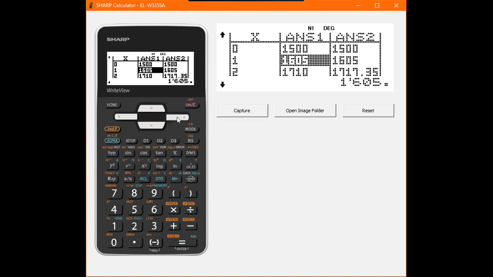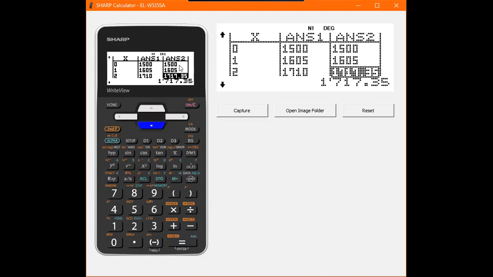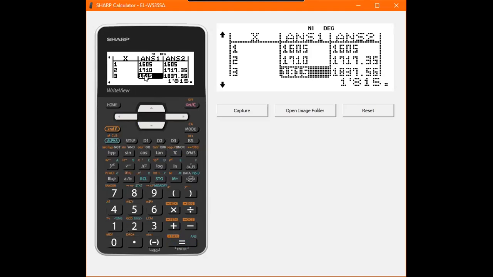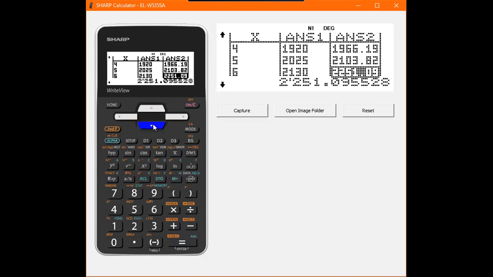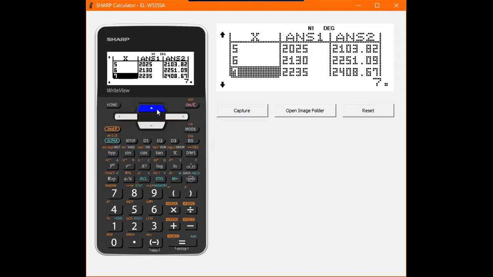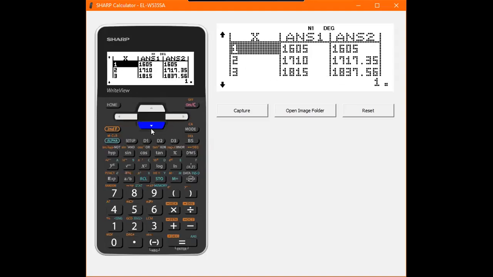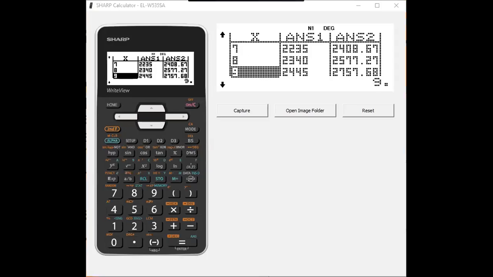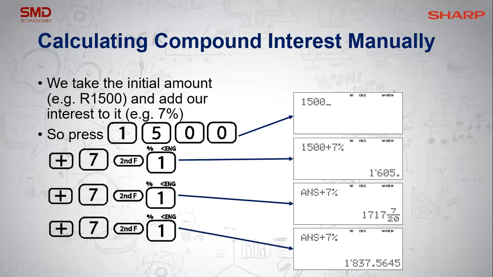So you can see the first year, of course, they're both going to get 105 Rand. Okay, but after the second year, you can see you've added an extra 7 Rand to your compound interest versus your simple interest. And here we can see we've got an extra 22 Rand 56 cents, and so on. So you can see your compound interest grows a lot faster than your simple interest. And you can see here in the table, this column with the X is your number of years going through. Okay. So that's simple and compound interest and calculating it manually.